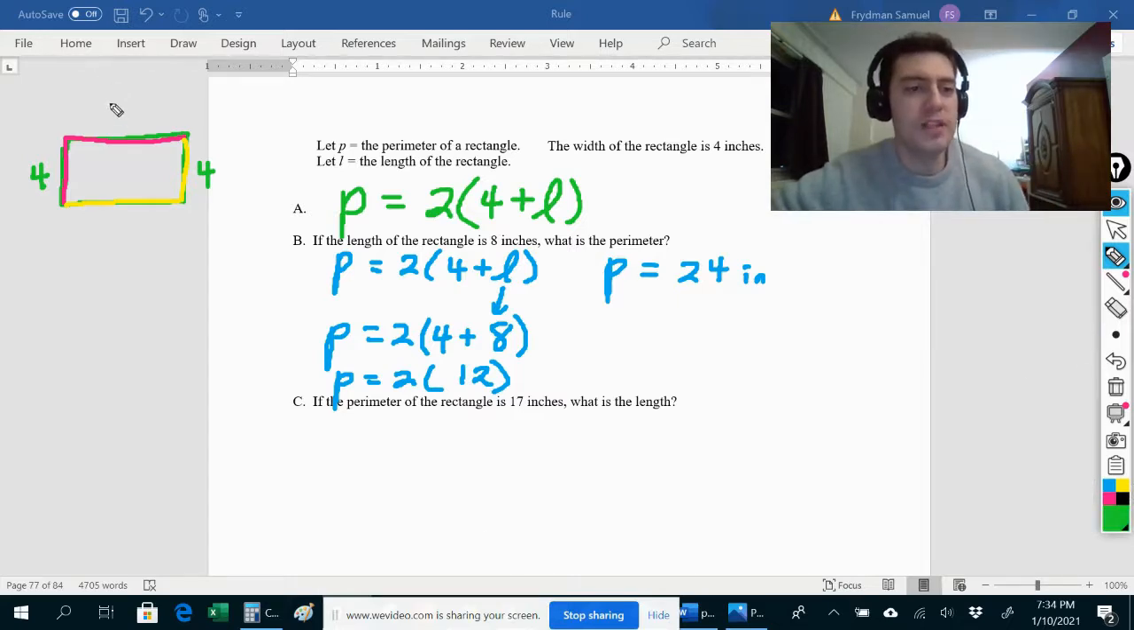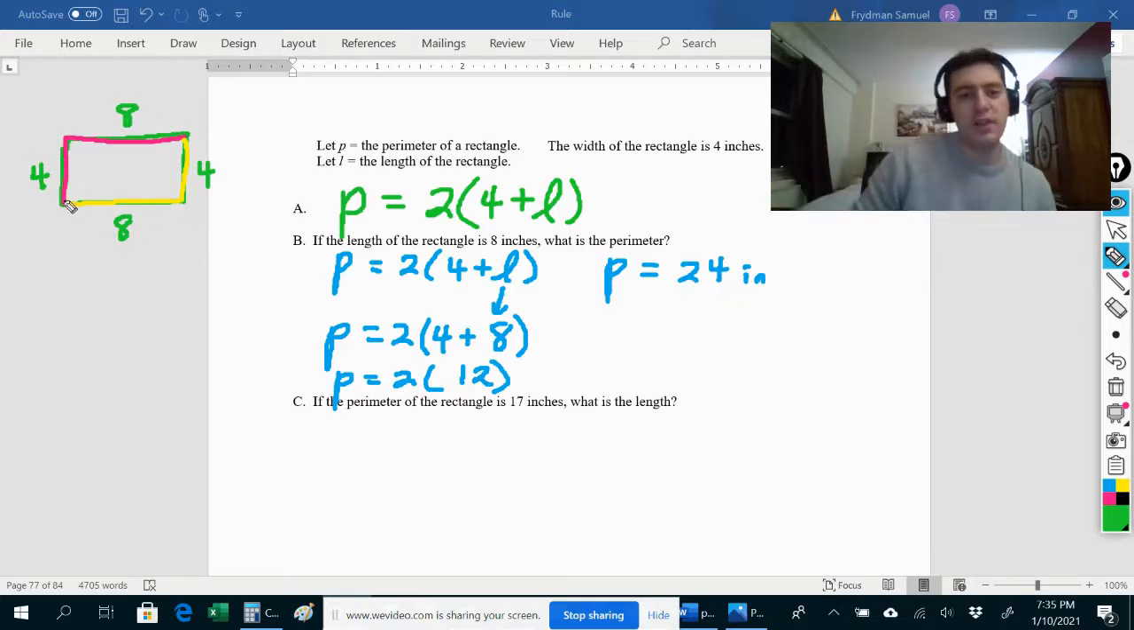So if I replace the L's with 8's here, then I can see that, yes, I have 4. The perimeter is 4 plus 8, which is 12, plus 4, which is 16, plus 8 is 24. Okay? So if I add up all these numbers to get the perimeter, then I do actually get 24 inches.